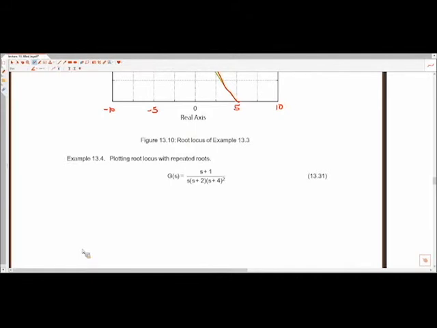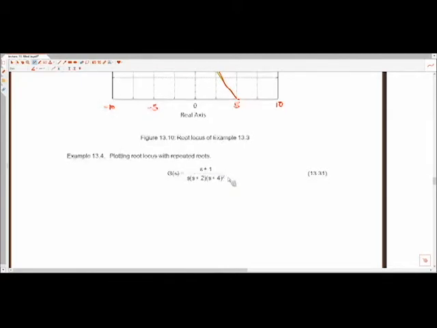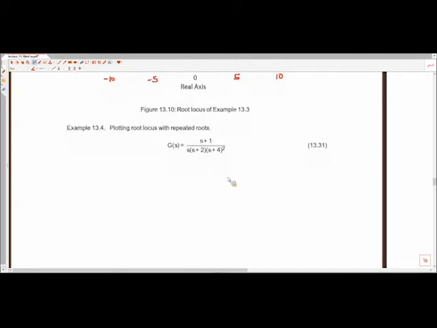Okay, so same idea as before. We're going to plot the root locus for this transfer function. The difference here is that we have repeated roots. We have a zero in this case as well. We didn't have that in the previous example, but here we also have repeated roots. We have 2 poles at -4, and we'll talk about how that looks for our root locus plot.